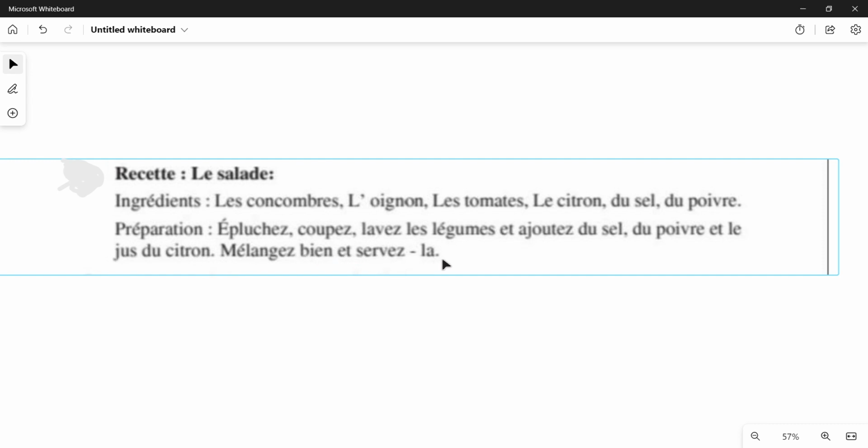Mélanger bien et service la. That means mix well and serve it. Mélanger bien et service la means mix well and serve it. So this was a very small recipe of salad.